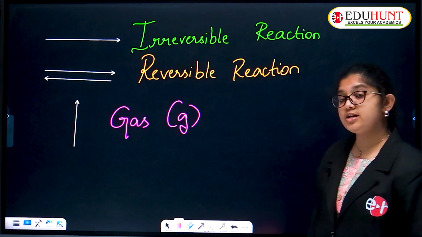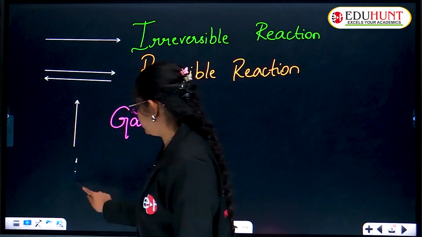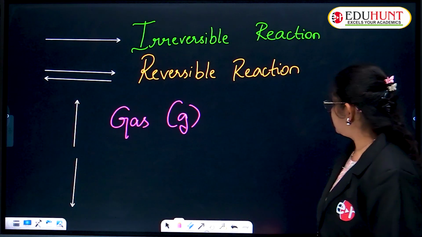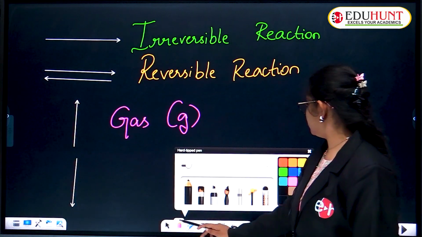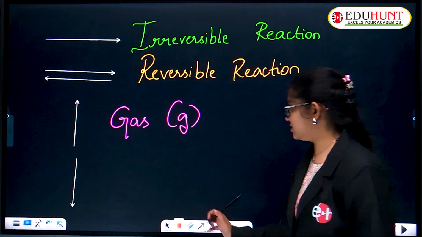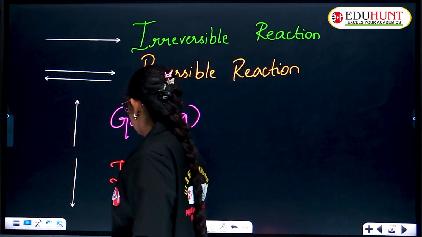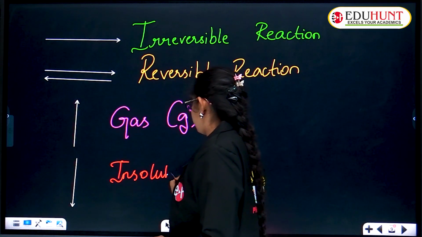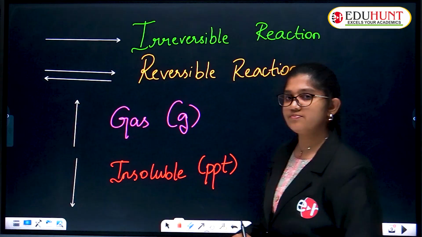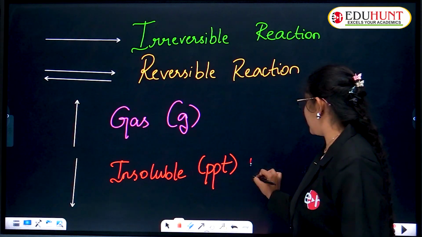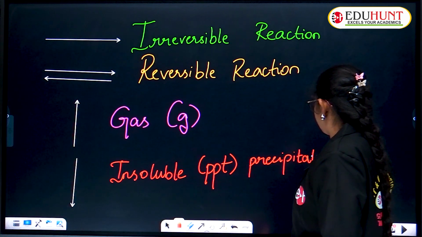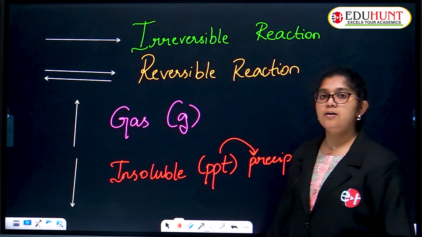Okay, and if it is towards the downside, what do we call that? You know what we call that? Just now I told you, no. Yes, it is something insoluble. We named it as PPT. It means that it doesn't dissolve and it is forming like a precipitate. What is that? Precipitate. The name of PPT is nothing but precipitate.